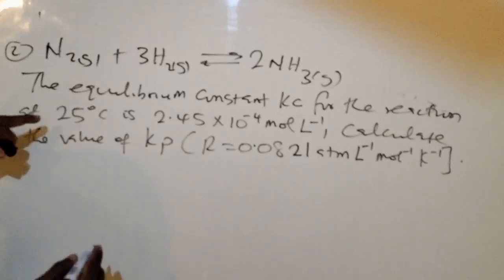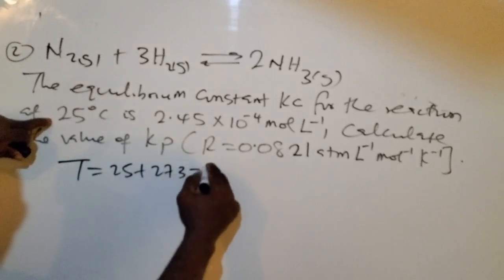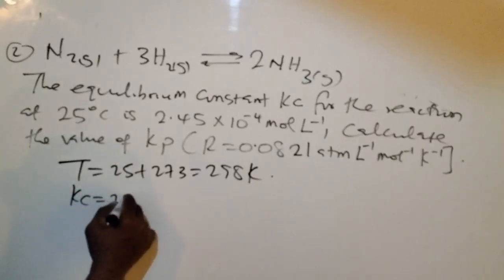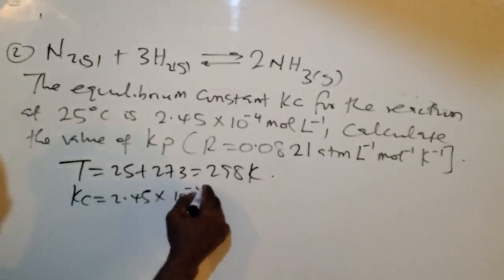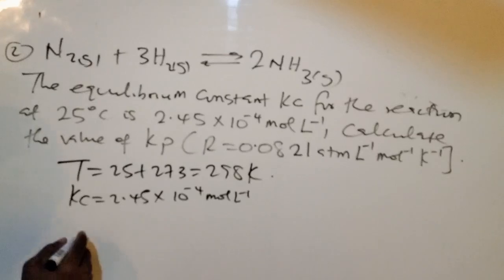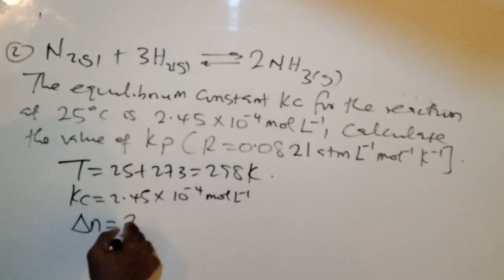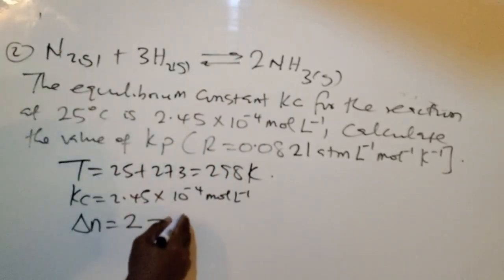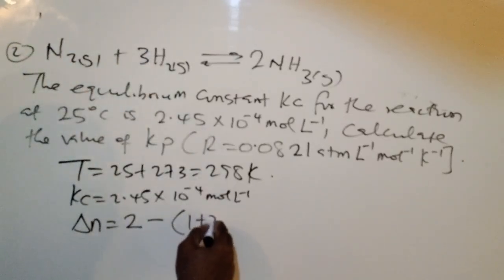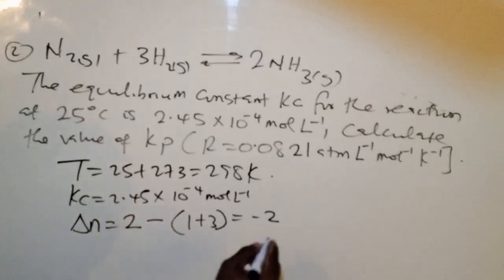So let's convert our temperature first. T becomes 25 plus 273, giving us 298 Kelvin. The value of our Kc is 2.45 times 10 to the power minus 4 mole per liter, as given to us in the equation. Then let's look for the change in moles, which is the number of moles of the product, which is 2 moles, minus that of the reactant. The reactant has 1 mole in front of nitrogen and 3 moles in front of hydrogen. That is 2 minus 4, giving us minus 2, a negative value now, in moles.